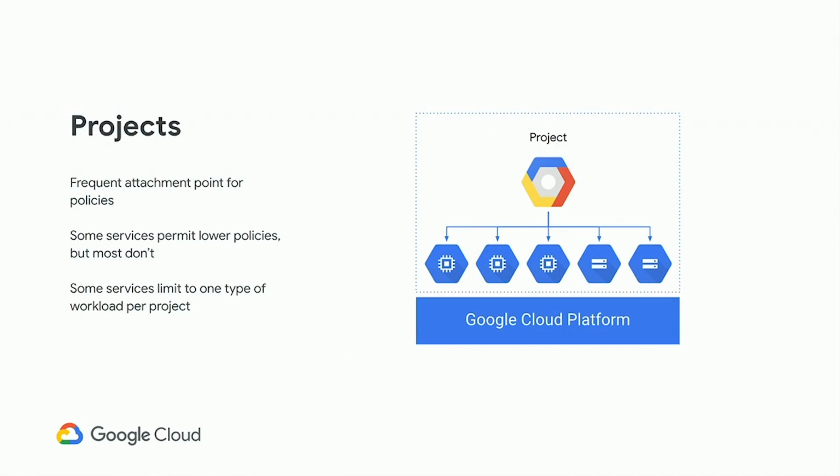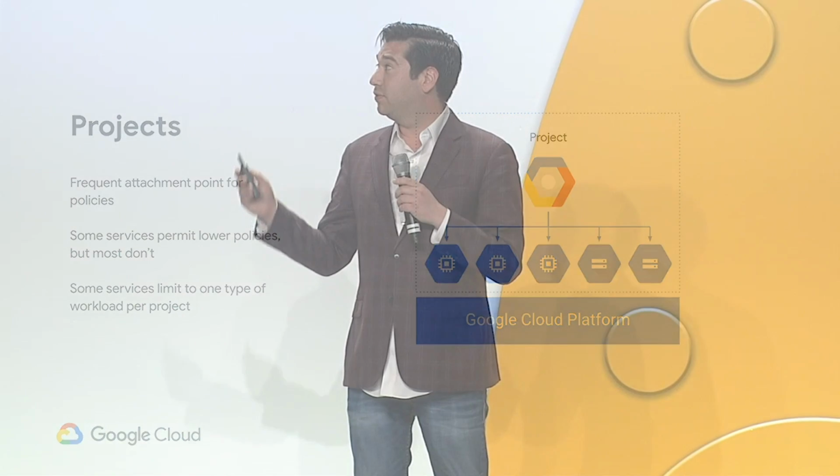And finally, you have projects. By number, at least besides the services themselves, these are probably the most numerous resource type you're going to have in your hierarchy. And ultimately, your workloads and GCP services are going to reside inside of a project. Now, some GCP services do allow for more granular management of access policy below the project level, but most don't. And so this is going to be a frequent attachment point for your access policies in GCP.